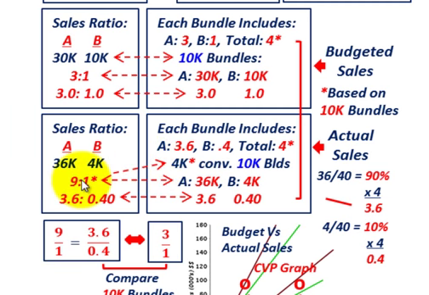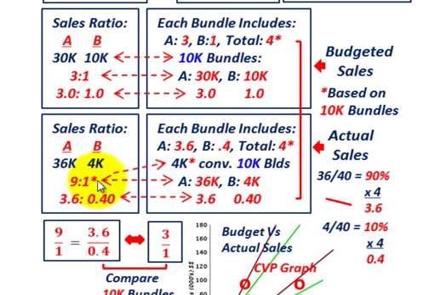Our 9 to 1 sales ratio, based on our actual sales, we determined that we'd have 4,000 bundles based on that 9 to 1 sales ratio: a quantity of 9 of A plus 1 of B.